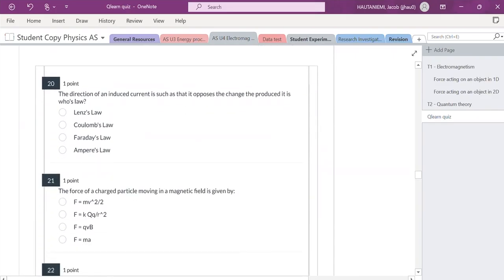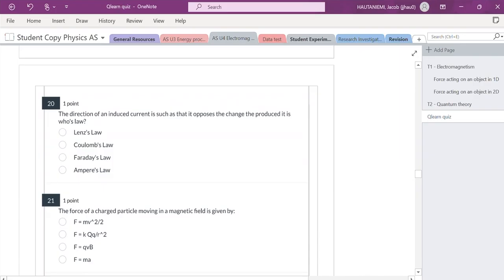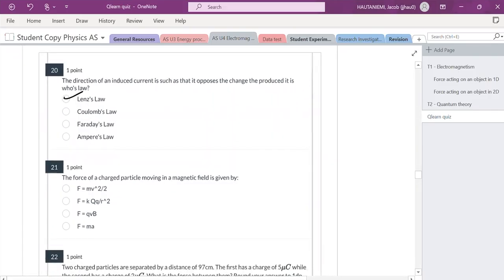The direction of induced current is such that it opposes the change that produced it. Whose law is this? Okay, this one here is Lenz's law. The whole idea is that if you've got a moving magnet, which creates an electric field, the induced current is going to be in the opposite direction to that which induced it.